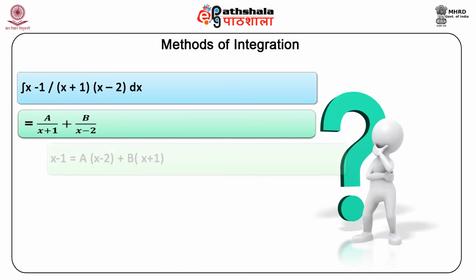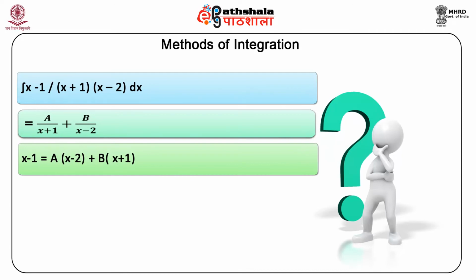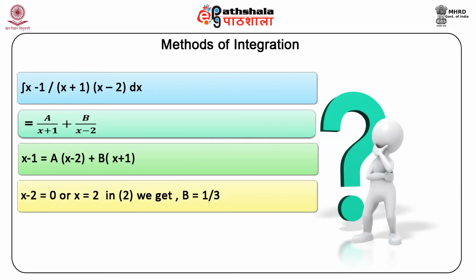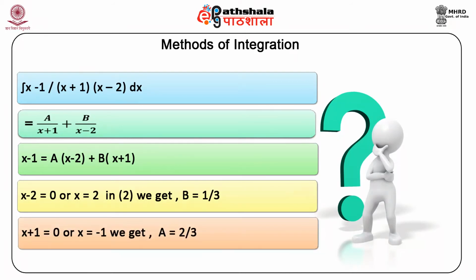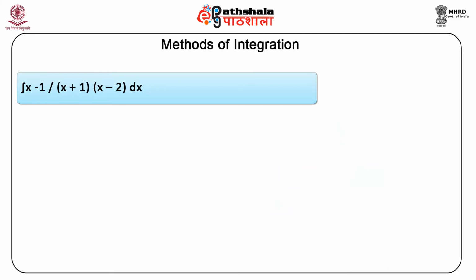Therefore, x minus 1 is equal to A(x minus 2) plus B(x plus 1), etc. Putting x minus 2 equal to 0, or x equal to 2, in (2), we get B equal to 1 by 3. Putting x plus 1 equal to 0, or x equal to minus 1, in (2), we get A equal to 2 divided by 3.